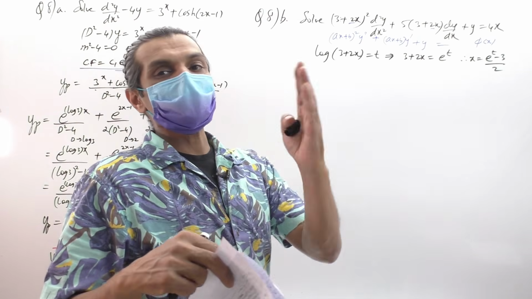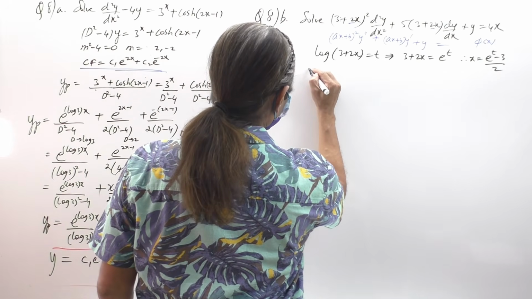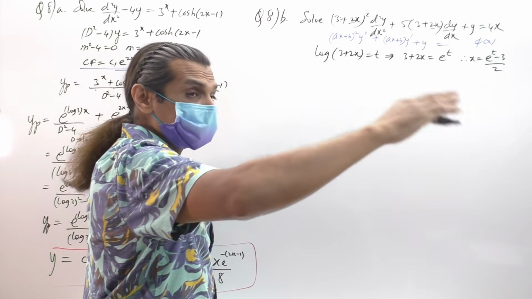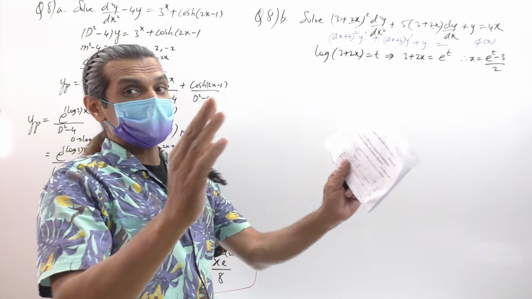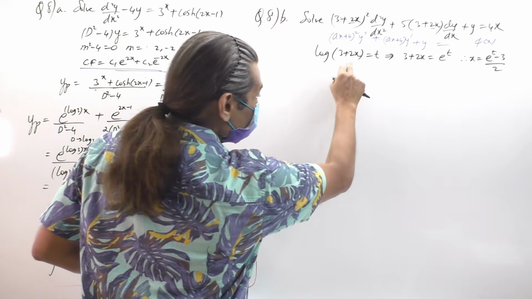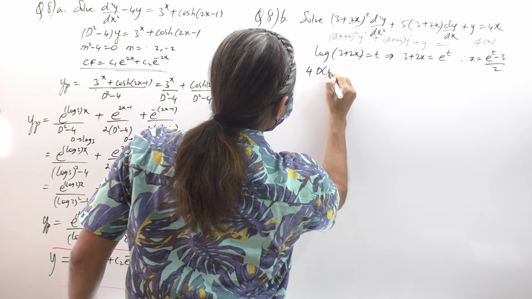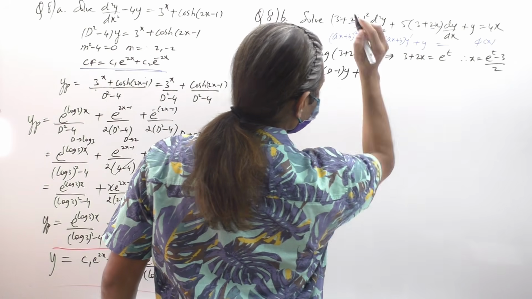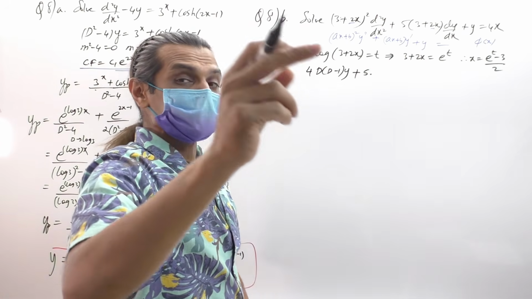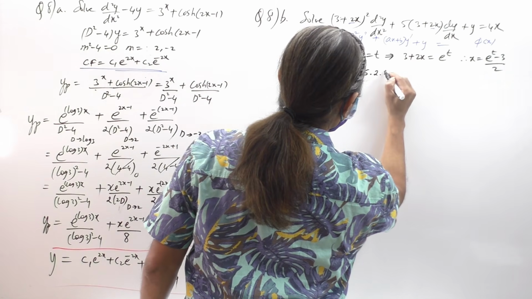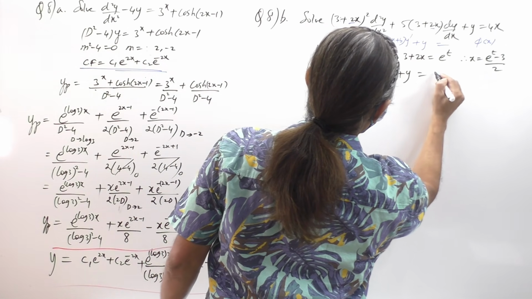So (ax+b)² y'' is written as a²·D(D−1)y. What is a here? 2x, so a is 2. Then (ax+b)² y'' means a²·D(D−1)y, plus 5 into a·Dy, so a is 2 here, again 2 into Dy, plus y is equal to 4x.